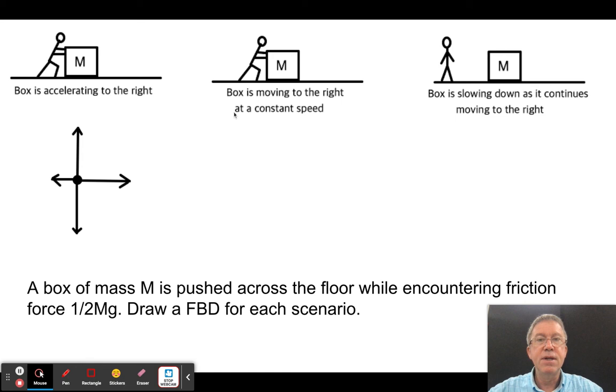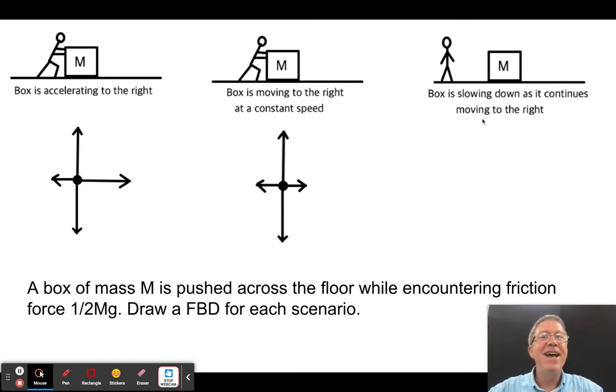A box is moved to the right at constant speed. It's not accelerating. Net force is 0. Therefore, in addition to the gravitational and normal forces being equal, that means that the applied force and the friction force have to be equal. I meant to draw these equal. It looks like this one's a little bit longer. It's not supposed to be. They're supposed to be the same length. And in fact, I should have kept it consistent and made it the same length as that one. I drew it on different days, sorry.